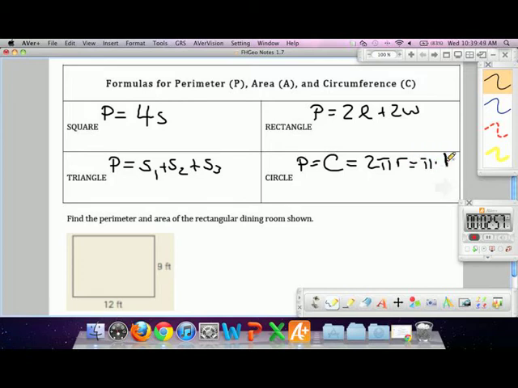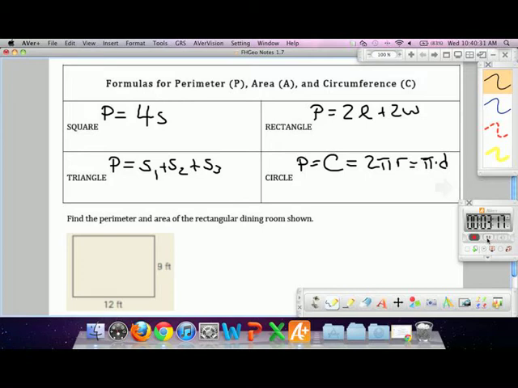You can also rewrite this formula since the radius is from the middle out. The diameter is just twice the radius because it goes from edge to edge through the center. 2 pi r is the same as pi times the diameter. Well, let's go back to the beginning.